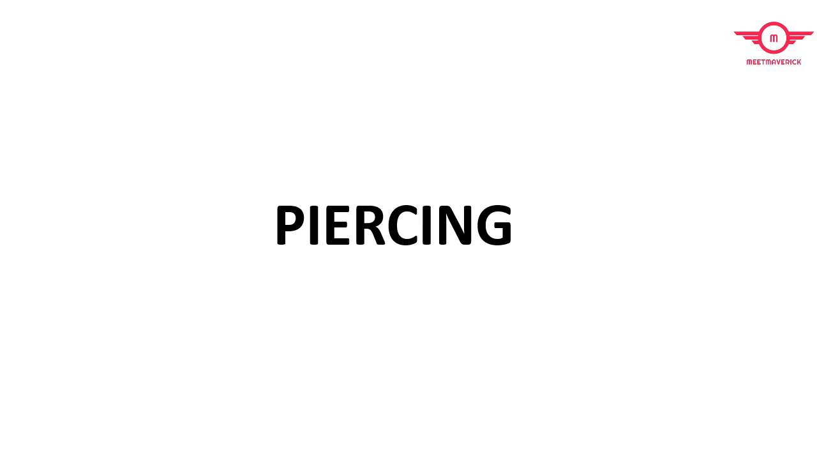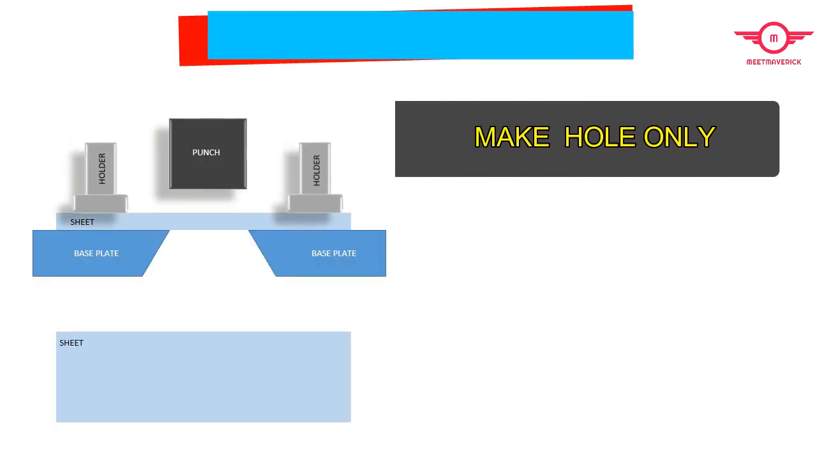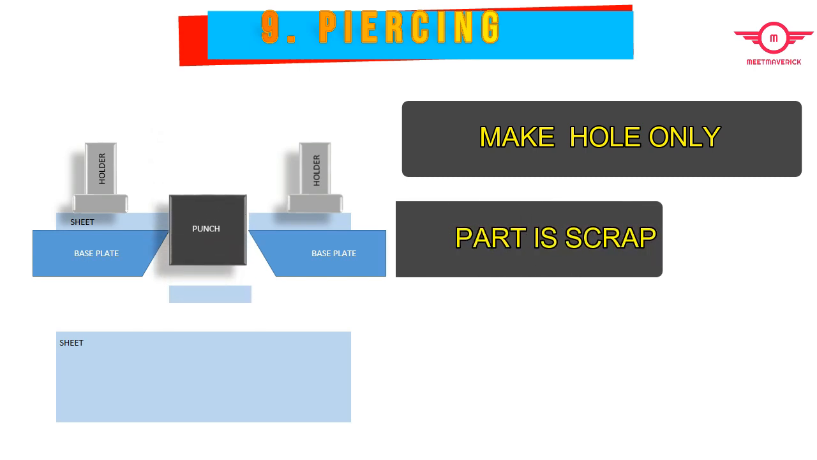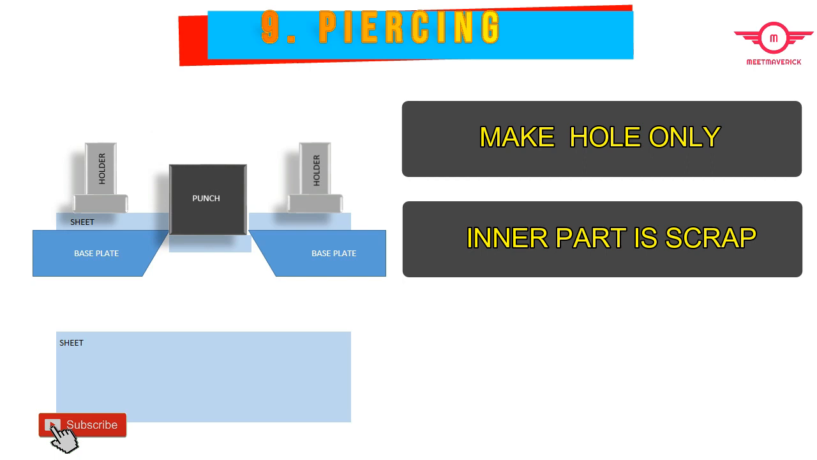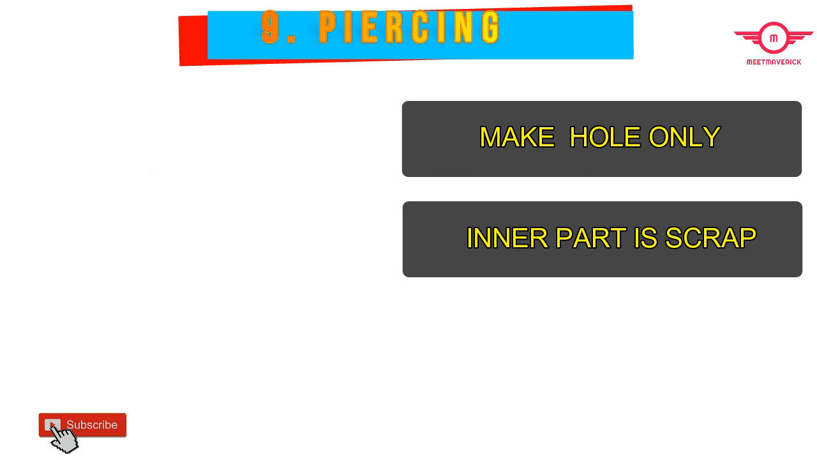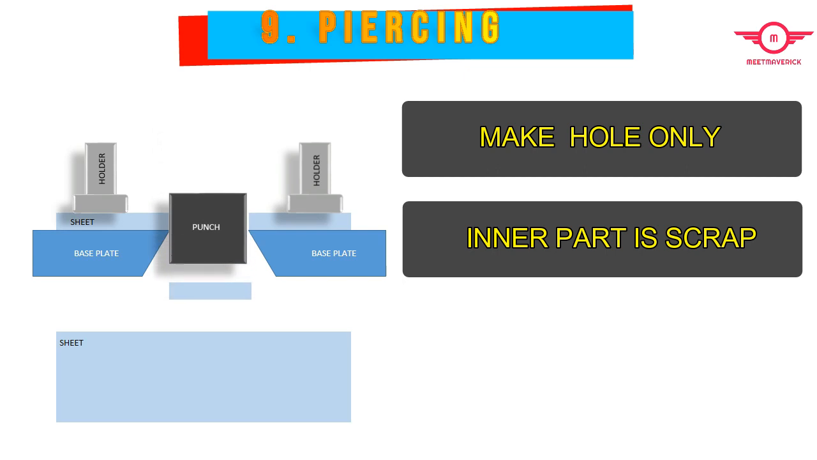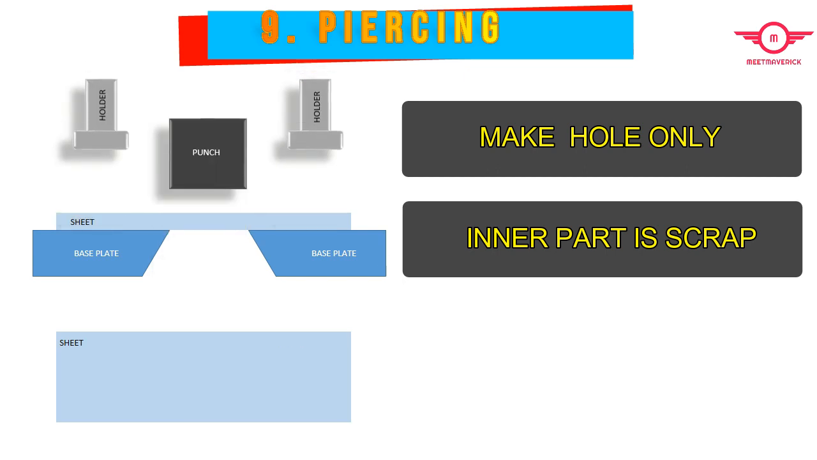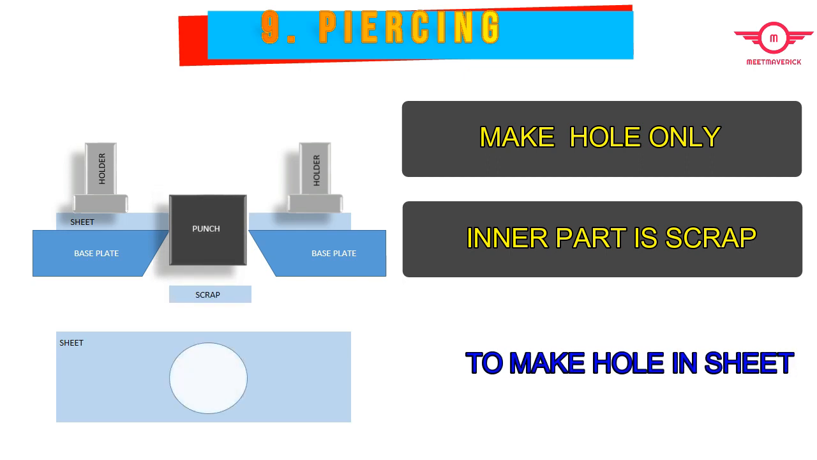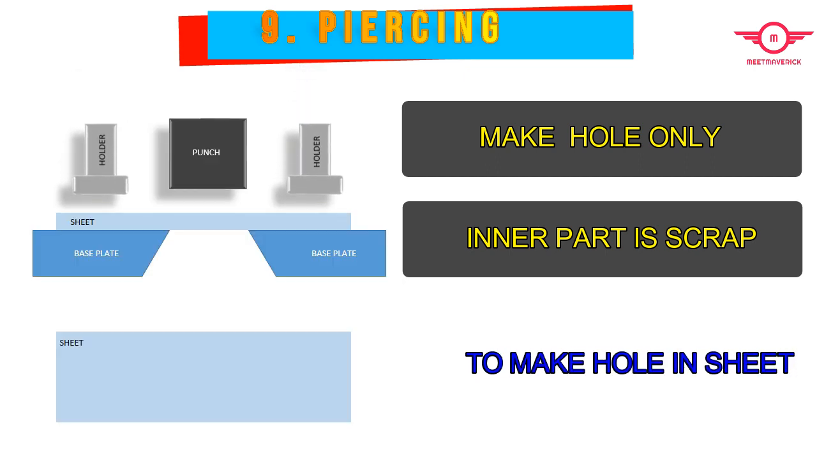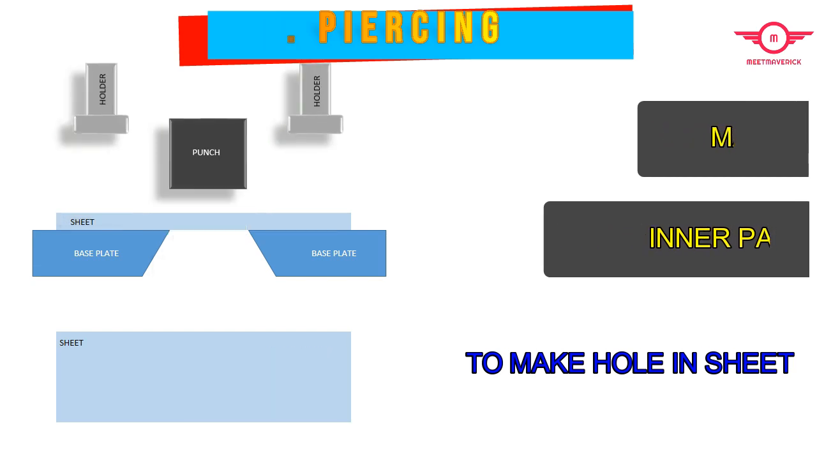Piercing. Piercing is an operation in which holes are pierced in a workpiece with the die. The main difference between piercing and blanking is that in blanking the outer part is scrap, while in piercing the inner part is considered as scrap. This process produces chips or scrap. This is widely used in all stamping industry to make holes for thread making and mounting positions.